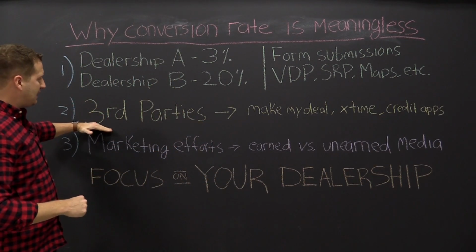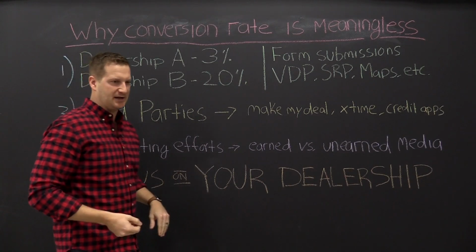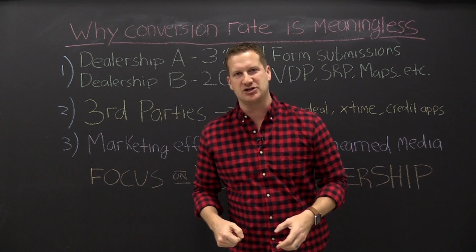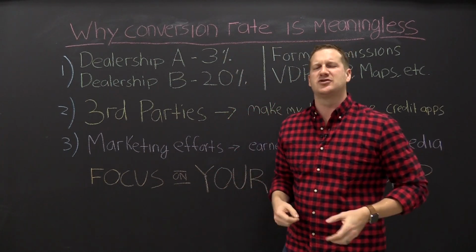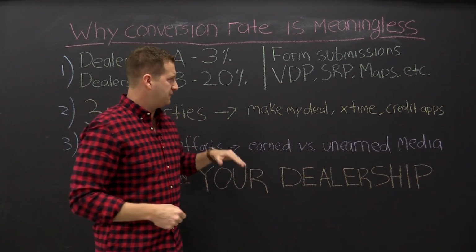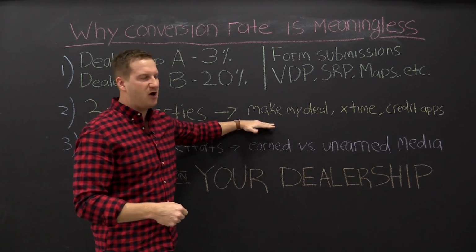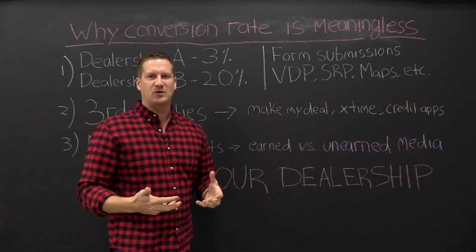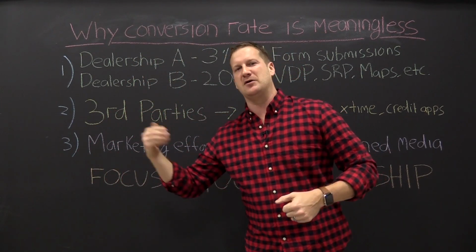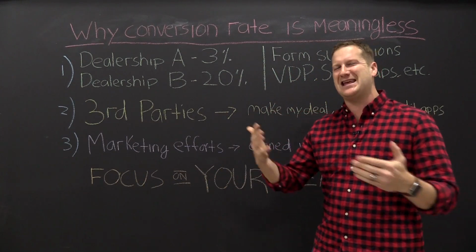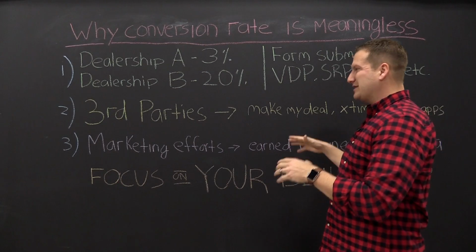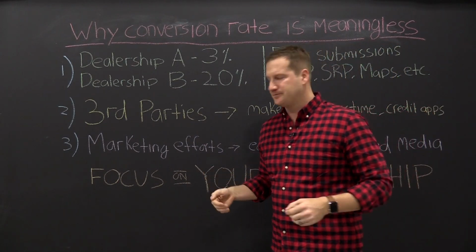Second, the biggest thing that affects conversion rate that I'm seeing lately are these third-party applications like Xtime and credit applications and trade-in value tools and so forth. The reason why those affect conversion rate is because those actually don't run on your website. They're embedded on your website like a YouTube video, but as everyone knows, YouTube videos aren't powered by your website, they're powered by YouTube. It's the same thing here. So conversions on these third-party tools don't count toward your overall conversion rate.